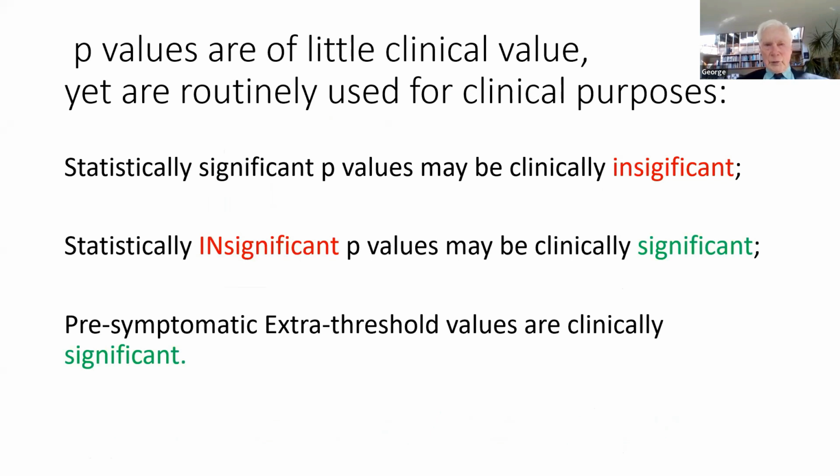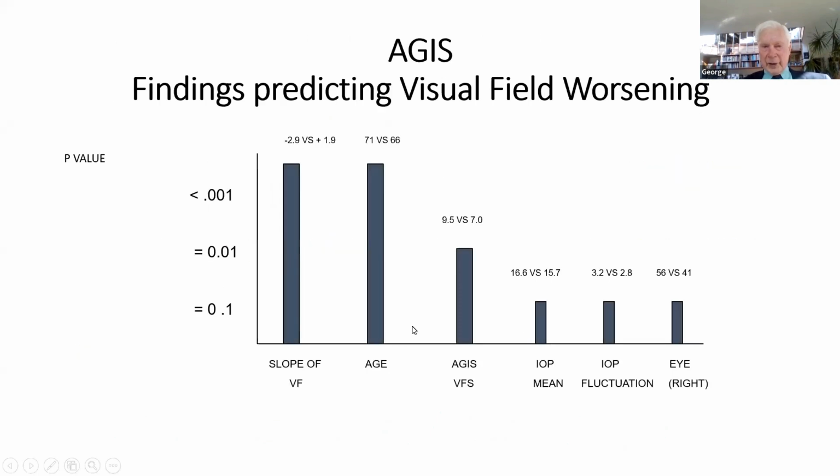How about p-values? They're routinely used, but they can be clinically insignificant. Statistically insignificant p-values can be clinically significant, and I'll show you that in a moment. But what is important is what I call an extra threshold value, and we're going to talk about that right now. If you looked at the patients in an AGIS study and you said, who's going to continue to have visual field worsening? The rapidity of the visual field getting worse was highly significant, 0.001. The amount of field loss was also significant, not as significant, but interestingly, the level of intraocular pressure or the fluctuation of intraocular pressure did not statistically predict whether the person was going to have field loss.